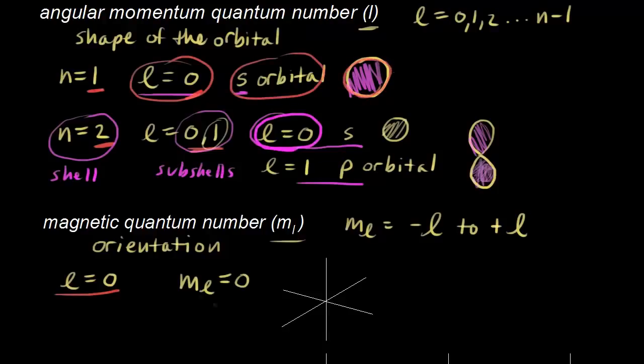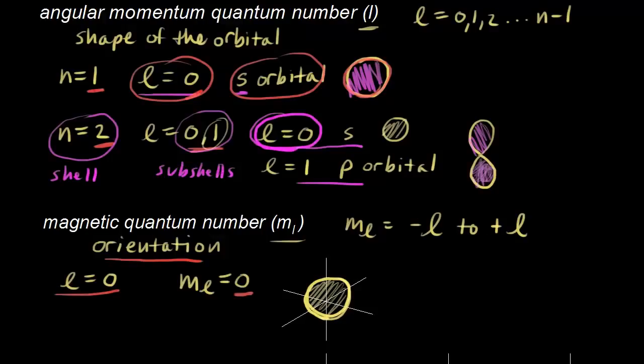And if you think about that, we have only one allowed value for the magnetic quantum number. That tells us the orientation. So there's only one orientation for that orbital around the nucleus. And that makes sense because a sphere has only one possible orientation. If you think about this as an XYZ axis, and this is a sphere, there's only one way to orient that sphere in space. And so that's the idea of the magnetic quantum number.